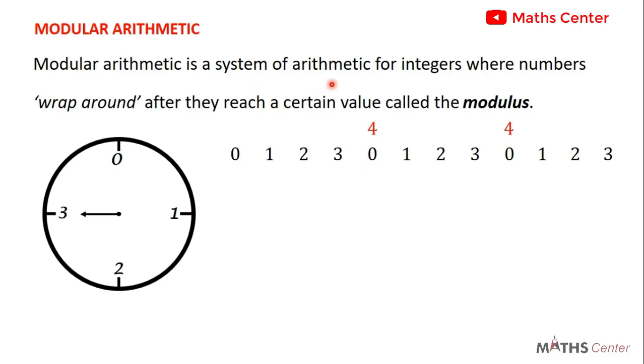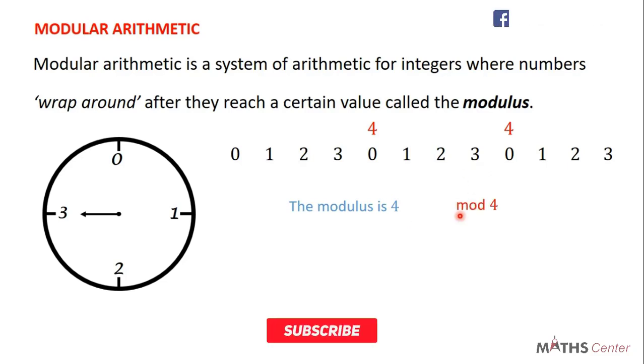The point is that modular arithmetic is a system for integers where numbers wrap around after they reach a certain value called the modulus. In this example, when we reach the number 4, the numbers will wrap around. So it means that in this case, the modulus is the number 4. So in our example here, the modulus is 4, or as is commonly said, these numbers are in mode 4.